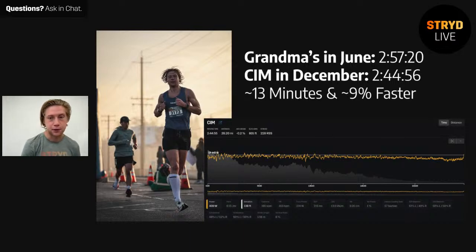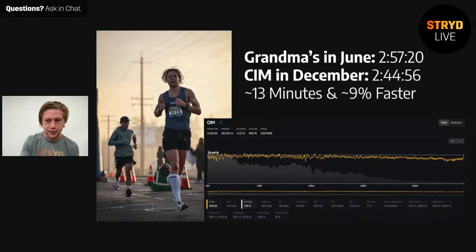I ran the Grandma's Marathon in Duluth, Minnesota in June of this year. I ran 2 hours, 57 minutes, and 20 seconds. And then just on Sunday, I ran CIM at 2 hours, 44 minutes, and 56 seconds. That's around 9% faster, and that ended up being a 13-minute PR.